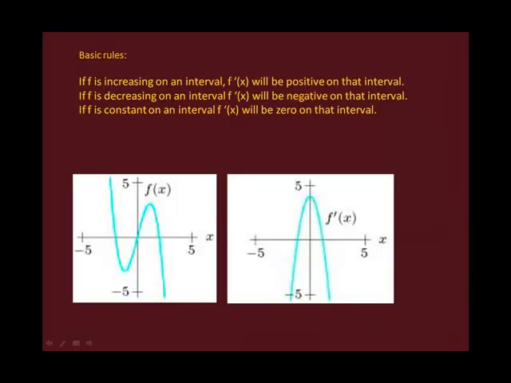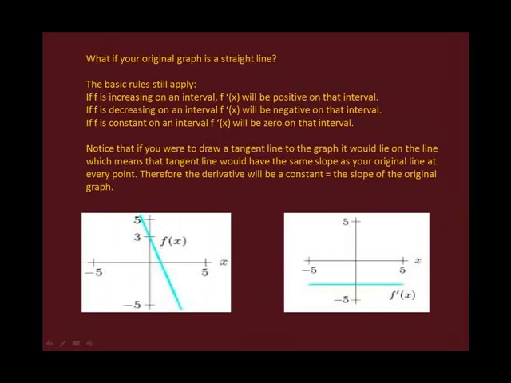And these are the basic rules that we'll be using for the rest of the semester to translate back and forth between graphs. Now, there's one special case. Although most of our graphs will be of this form where they're curvy, we do have the case where the graph is a line. So let's look at that simple case and see how we apply it there. If your graph is a straight line, the rules still apply. So we're looking at increasing and decreasing first, and then if it's constant or not.